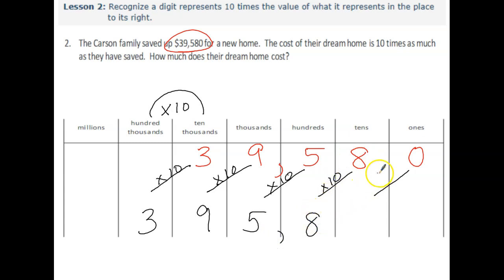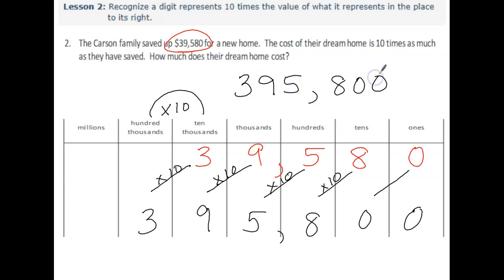And of course we are finished. We're going to annex our zeros. Put those 2 zeros in to show that they're placeholders. You don't say 0 times 10 equals 10 zeros. We just put these zeros in to show that our tens place and our ones place had no value. All right. So the answer, their home, would cost 395,800.